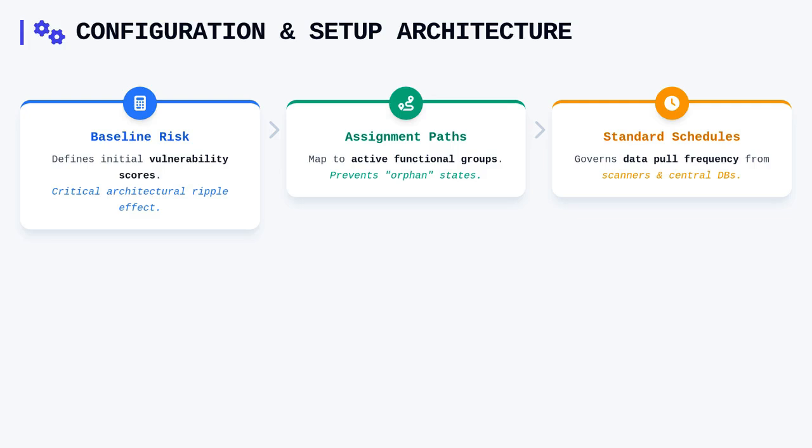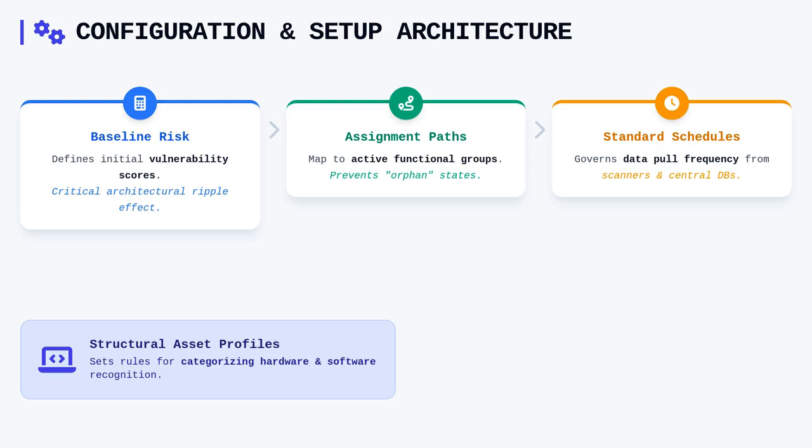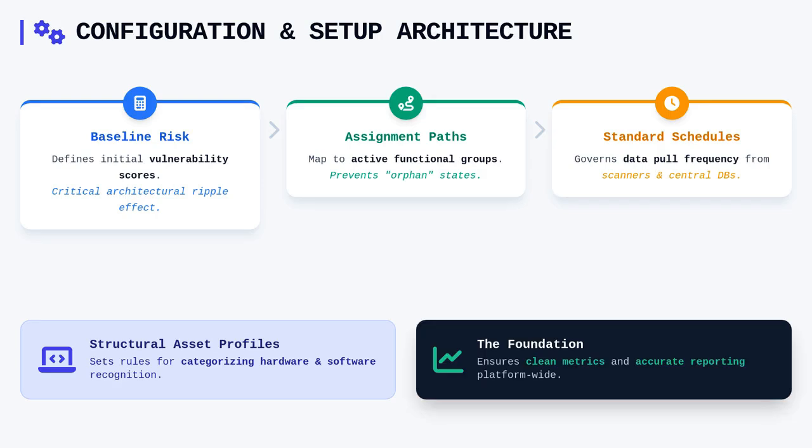The Setup Assistant also facilitates the alignment of standard system schedules, which govern how frequently background jobs pull data from external scanners or update the centralized vulnerability database. When we orchestrate these structural asset profiles, we are effectively setting the rules for how the system recognizes and categorizes hardware and software. A well-configured setup assistant run acts as the foundation for clean metrics and accurate reporting throughout your time using the platform.